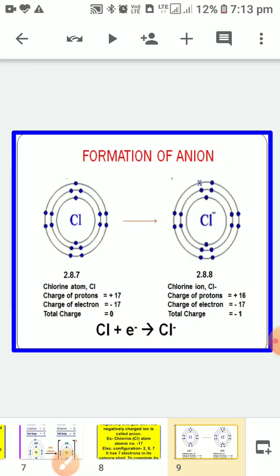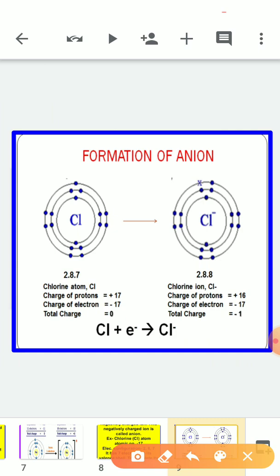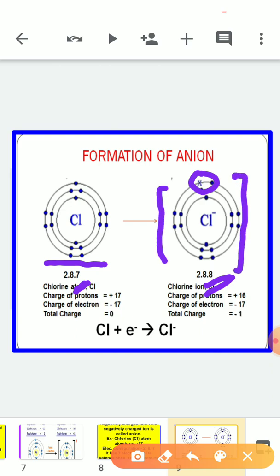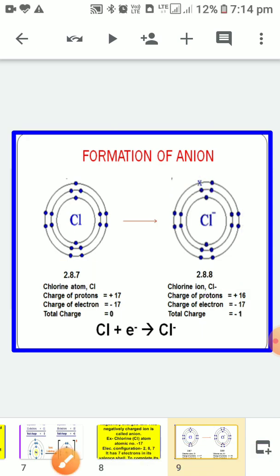With the help of this diagram also you can see in this figure, you have a chlorine atom which has 2, 8, 7 electrons in three different shells, and when it acquires one electron, the outermost shell becomes 8. Earlier it had only 7 electrons in the outermost shell. After gaining this one electron, now it will have 8 electrons in the outermost shell. And as it is gaining one electron, how much charge will it have? It will have one negative charge. So it is a negatively charged ion, and it is known as the chloride ion.